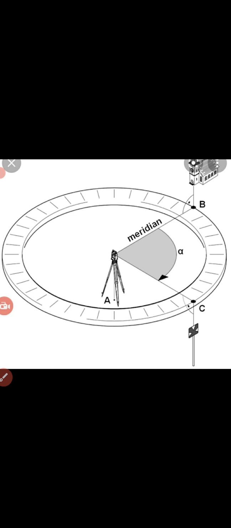Okay, now 0 setting is done, and also the instrument is in the left face. Now unclamp the upper clamping screw, rotate the telescope and sight to the ranging rod at C. Okay, now you will get the point bisected. Clamp the upper clamping screw. For fine adjustments, you can use the upper tangent screw.